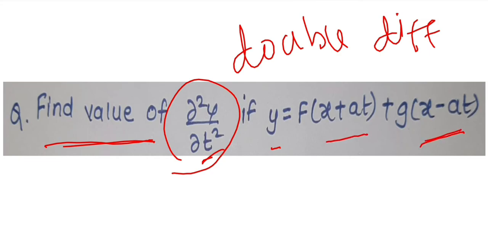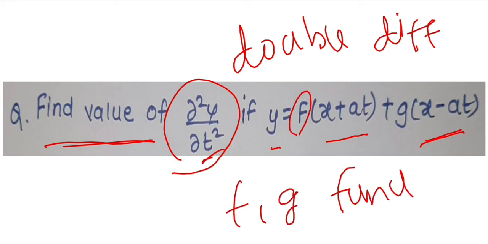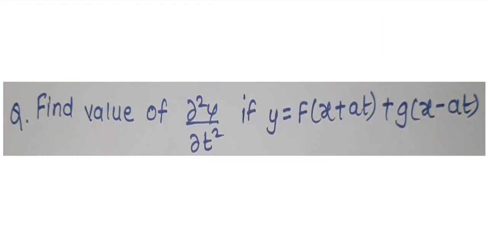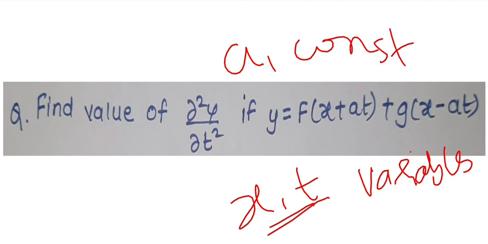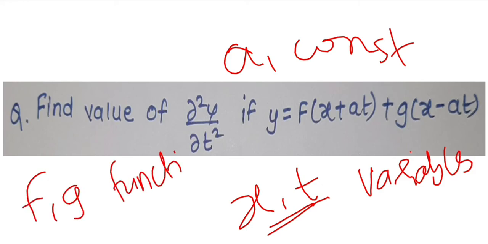Okay, first of all, f and g are some functions. We don't know what these functions are. Secondly, here x and t are variables. And third, a is a constant term. Okay, these are the conditions. f and g are functions, x and t are variables, and a is a constant term.